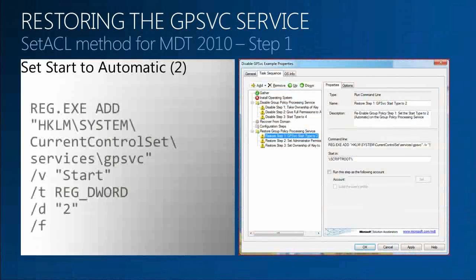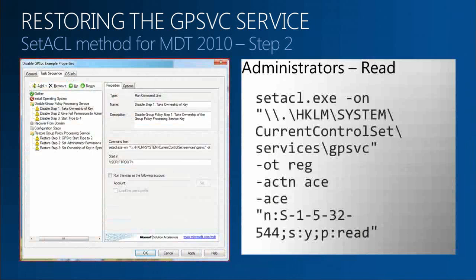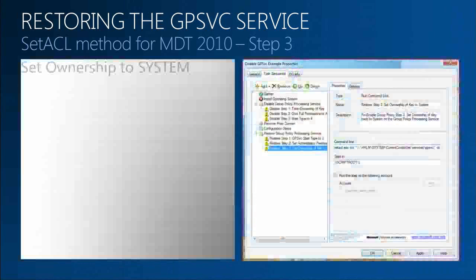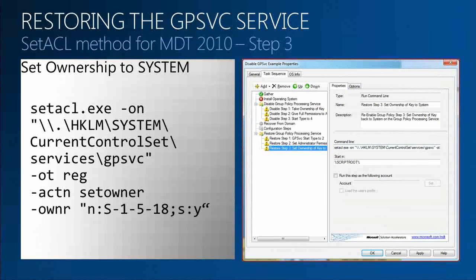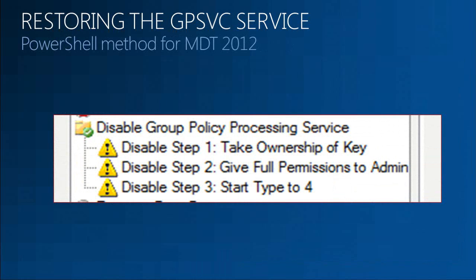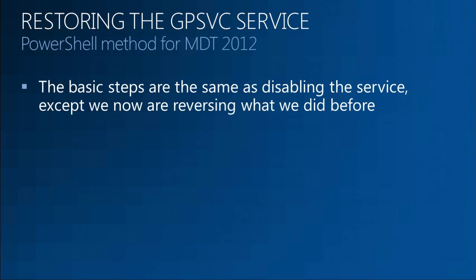And this is what I just showed you. So this is a little easier way to read it. Setting start type back to automatic. Just giving it a value of 2, the data of 2 down at the bottom, forcing it. Giving administrators read with setACL. And setting the ownership back to system with setACL. Slightly different order, but it's a nice, simple task sequence. And then the PowerShell method is quite simply just a single entry for PowerShell.